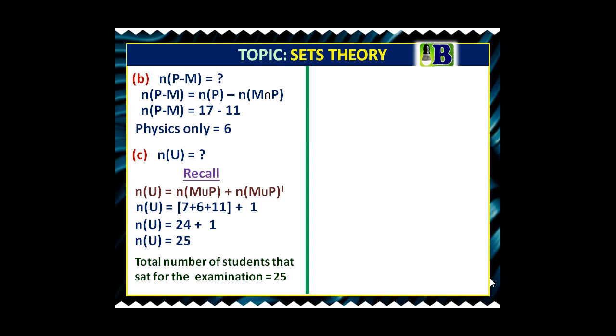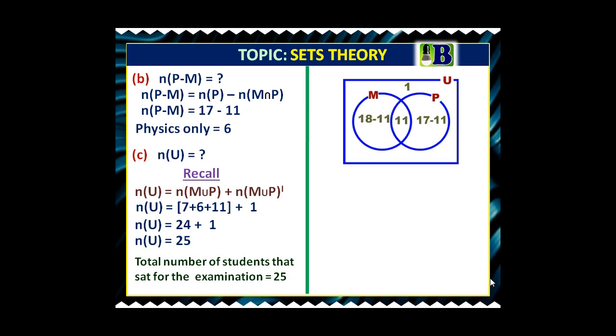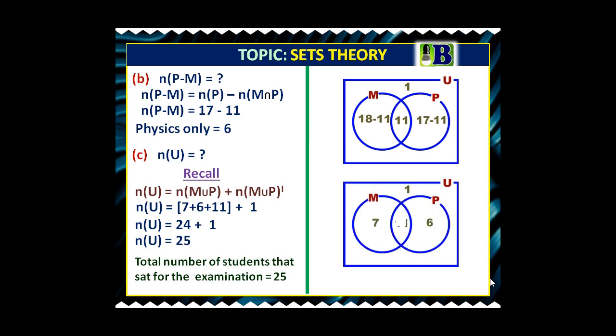So if we want to represent this using a Venn diagram, it's going to look like this. 18 minus 11, we are looking for the mathematics only. Then 17 minus 11, we are looking for the physics only. At the end of the calculation, it's going to look like this.